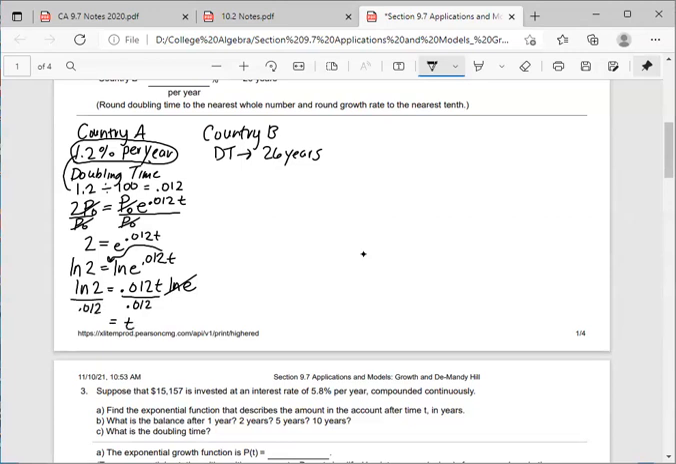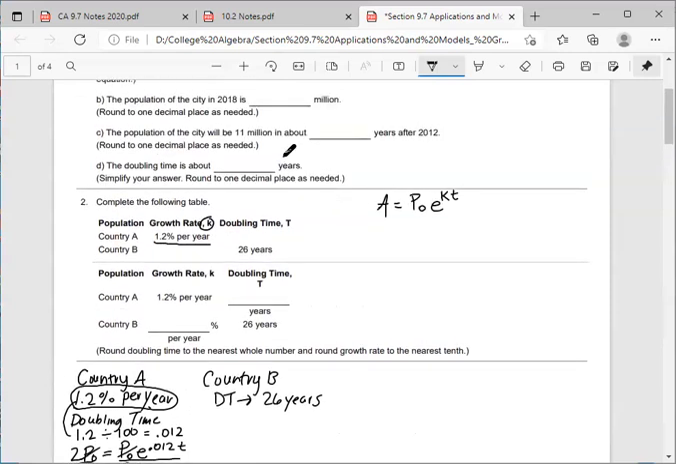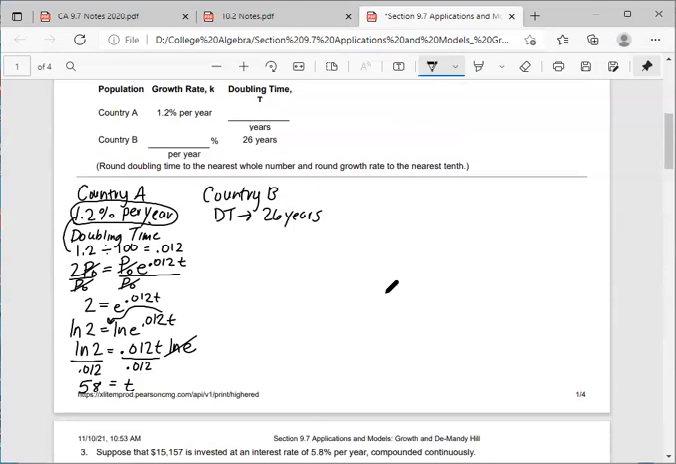I'm going to get my answer that the natural log of 2 divided by 0.012, I want to make sure that we're rounding correct. I'm going to get 58. It's going to take 58 years. And they say to round it to, let's see, round doubling time to the nearest whole number, and round the growth rate to the nearest tenth. Okay, so 58 years is going to be the doubling time if my growth rate is 1.2% per year.